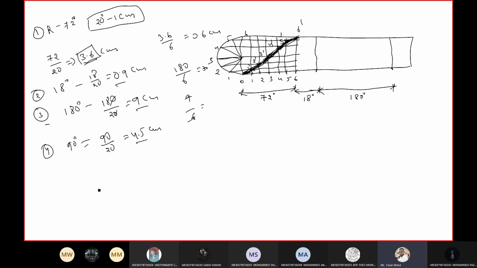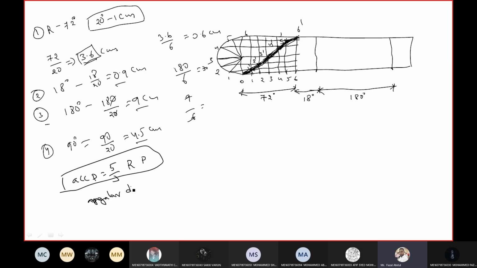So how much did we get? Ascent period, we got 5 by 3 of the retardation period. This relation is given in the question. So through this we need to calculate some values. What are those? One is the angular displacement of the cam during the ascent period.